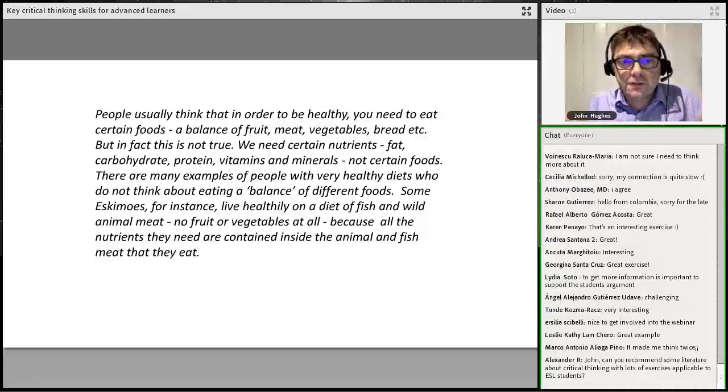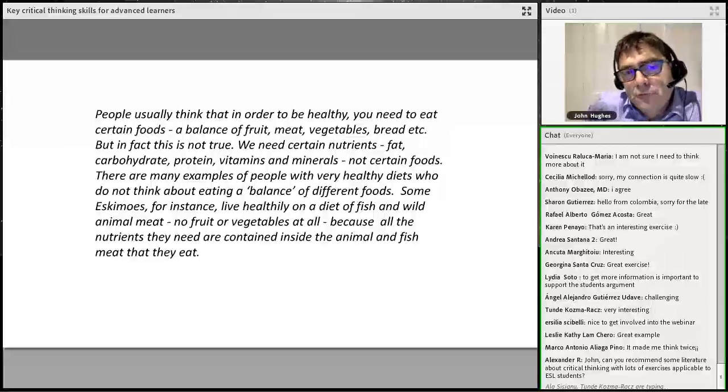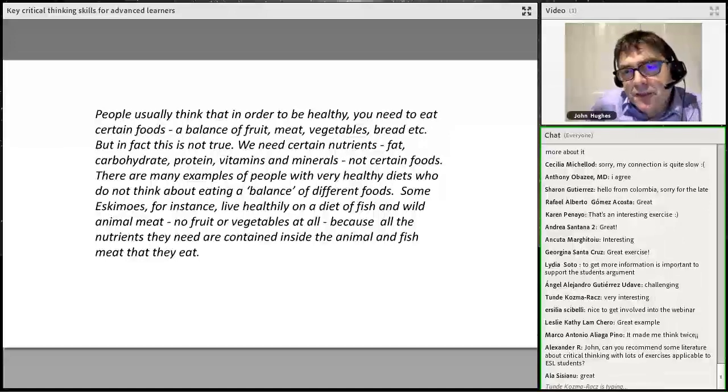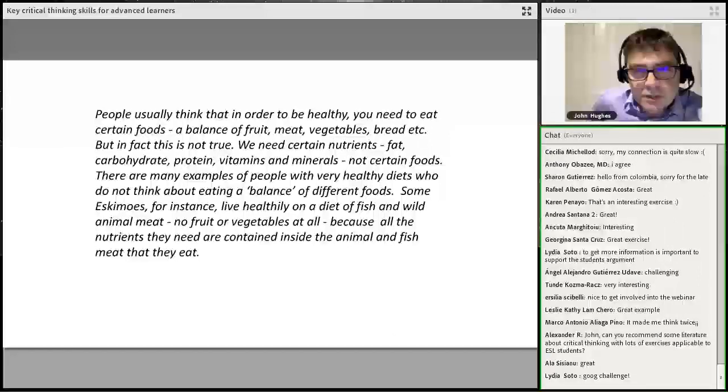So let's look at the first sentence. The first sentence here says people usually think that in order to be healthy you need to eat certain foods, a balance of fruit, meat, vegetables, bread, etc. Which words, if we deleted 50% of that sentence, which words can we delete without losing the main meaning? Just type them in.